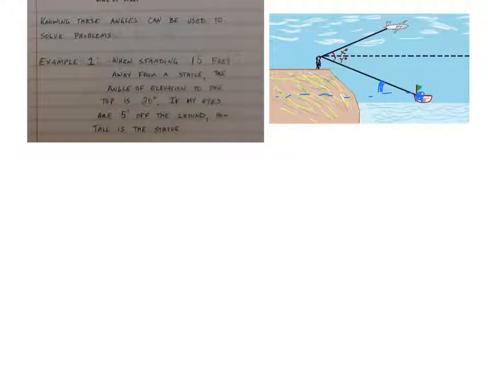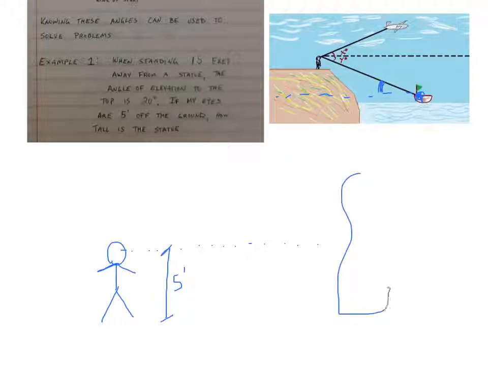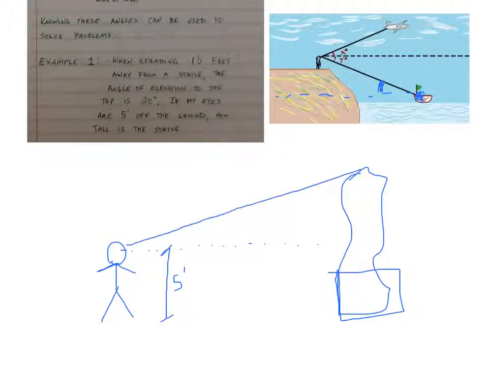So let's just draw a quick sketch of that. Here I'm standing, my eye line is 5 feet off the ground, because I'm just over 5 feet tall, and I'm looking at some sort of statue. And the statue has an angle of elevation that is 20 degrees. So our goal is to find out how tall is the statue.